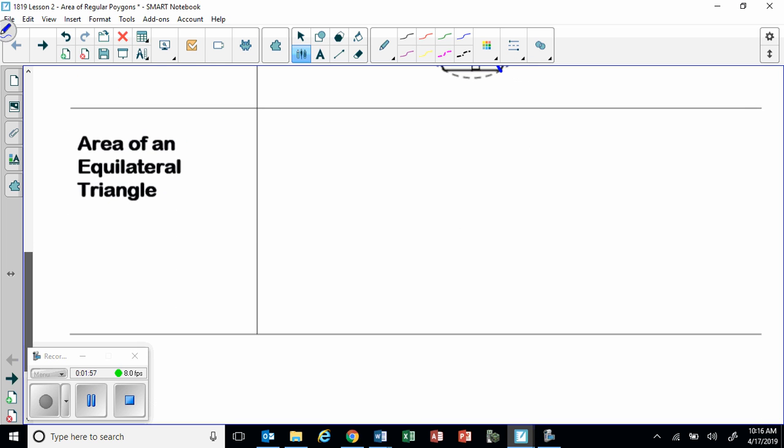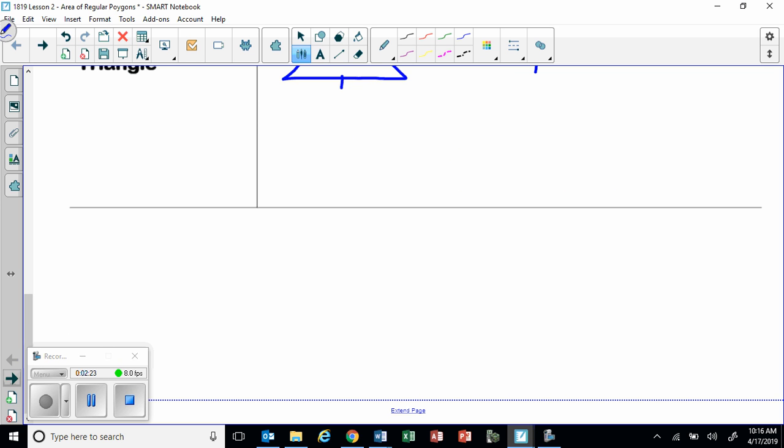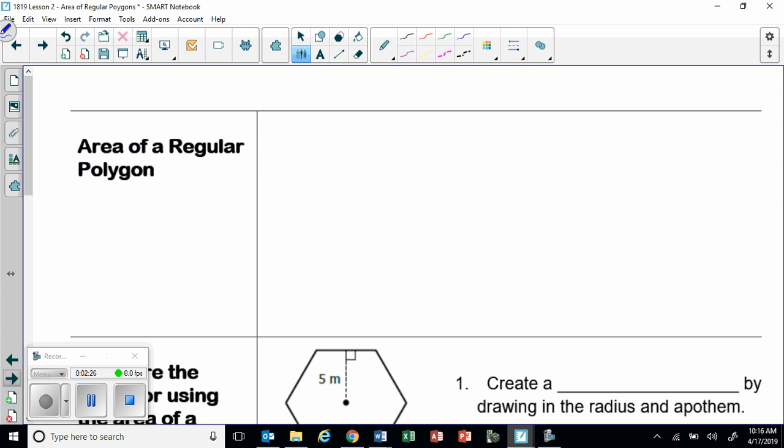Okay, so the easy problems are if you're given an equilateral triangle and you're given the side length of that equilateral triangle. So if we know the side, then area equals 1/4 side squared square root 3. And we leave our answer with the square root of 3 in it because that's exact. For everything else, we have to use the area of a regular polygon formula.